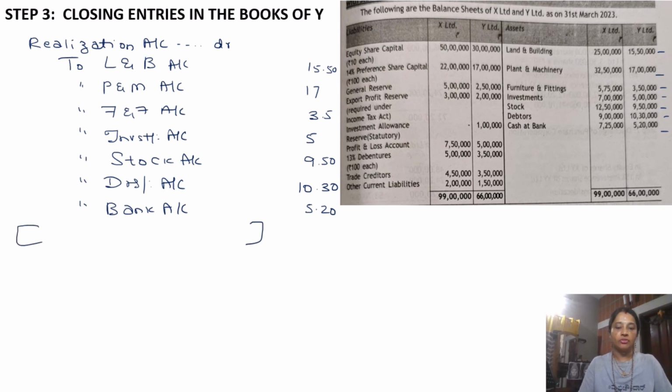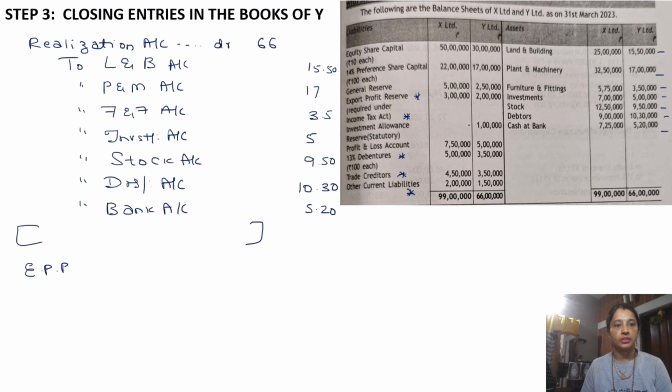So as usual, we will transfer all the outside liabilities and statutory reserve to realization account. So which are the outside liabilities and statutory reserve? Statutory reserve is this export profit reserve, investment allowance reserve, and then 13% debentures outside liability, trade creditors outside liability, other current liabilities outside liability. So let me write this amount. Realization account debit, take the total of all these, it will be 66 lakhs being assets transferred.